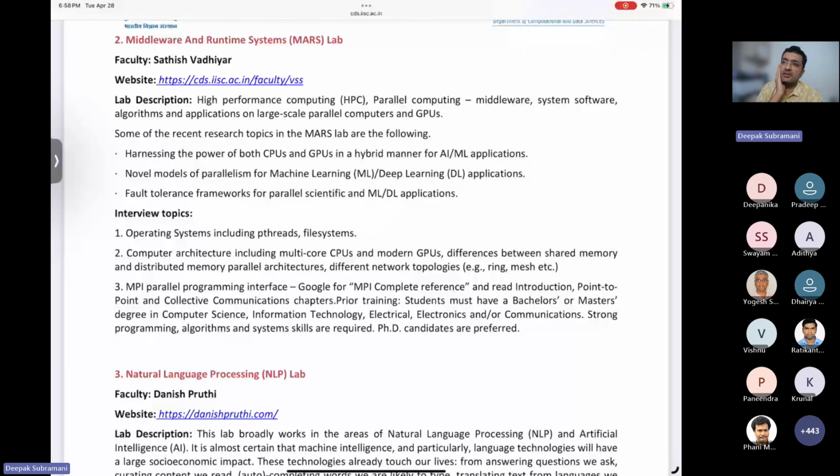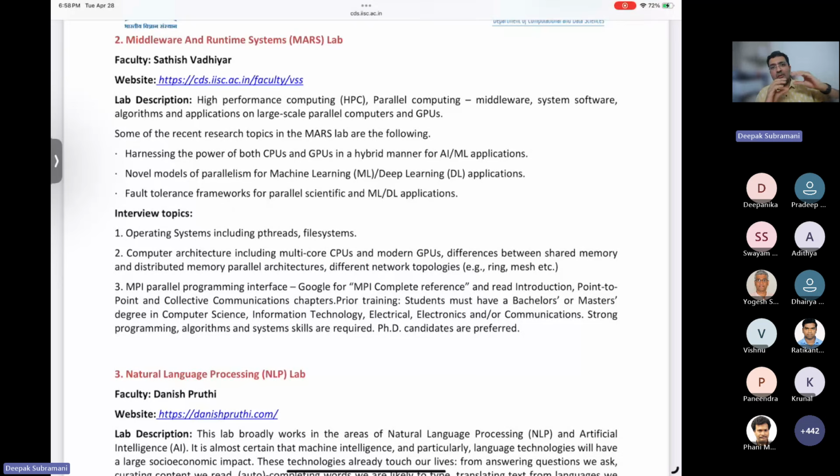So again, go through the website of the Mars lab, the middleware and runtime systems lab. Professor Satish runs a lab that focuses on high performance computing and parallel computing, specifically the middleware, system software, algorithms, and applications on large scale parallel computers and GPUs. Recently, they have worked on harnessing the power of both CPUs and GPUs in a hybrid manner, specifically for AI/ML workloads, and novel models for parallelism in machine learning and deep learning applications.